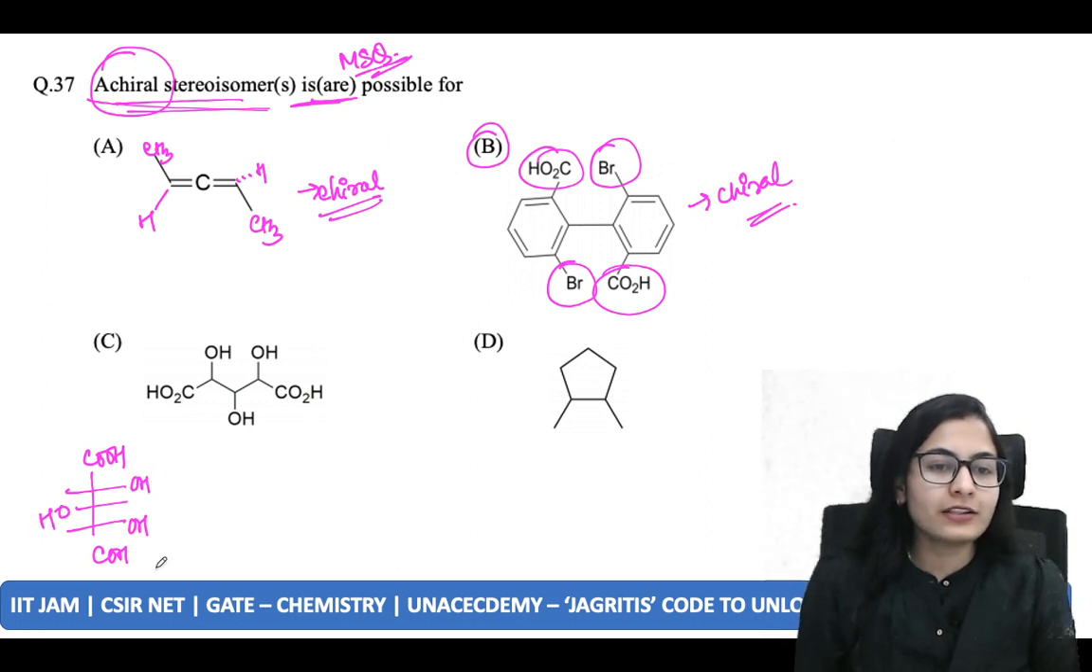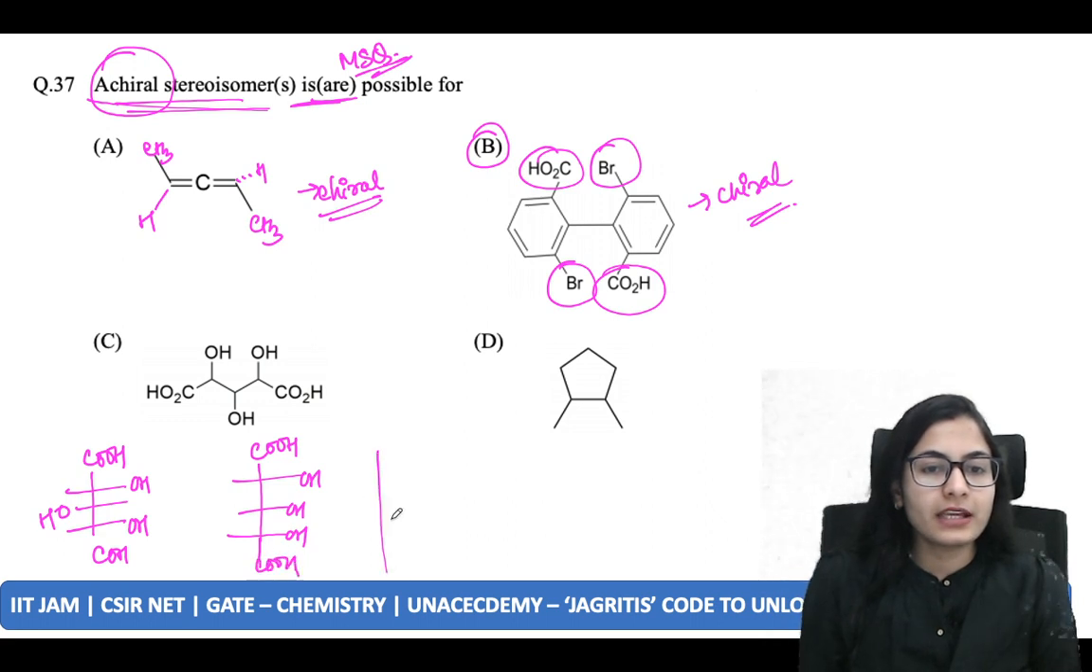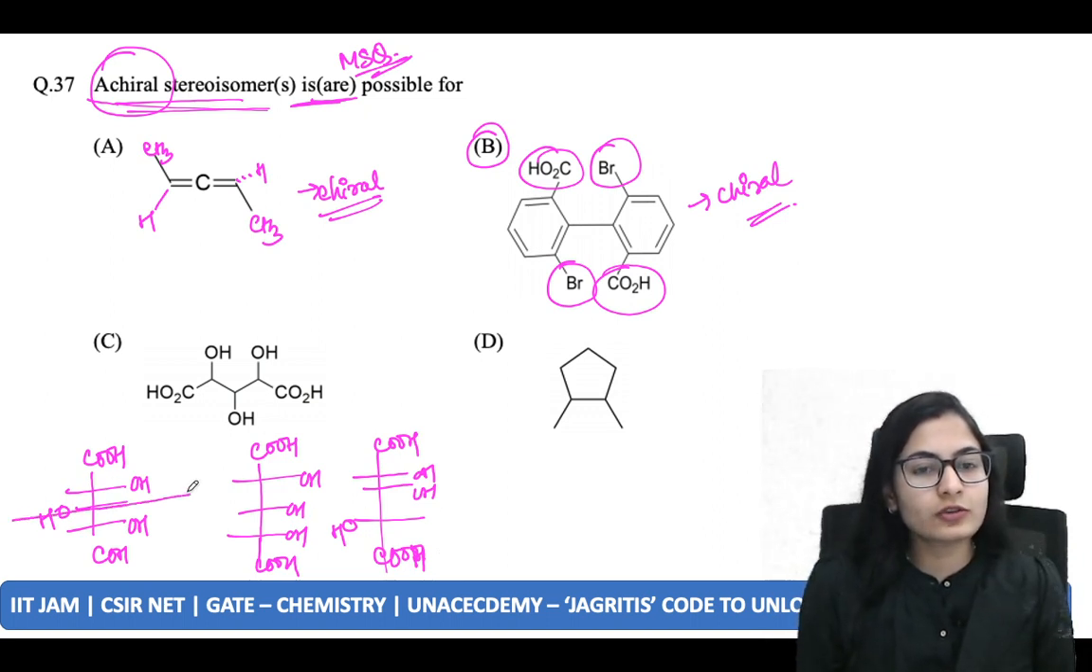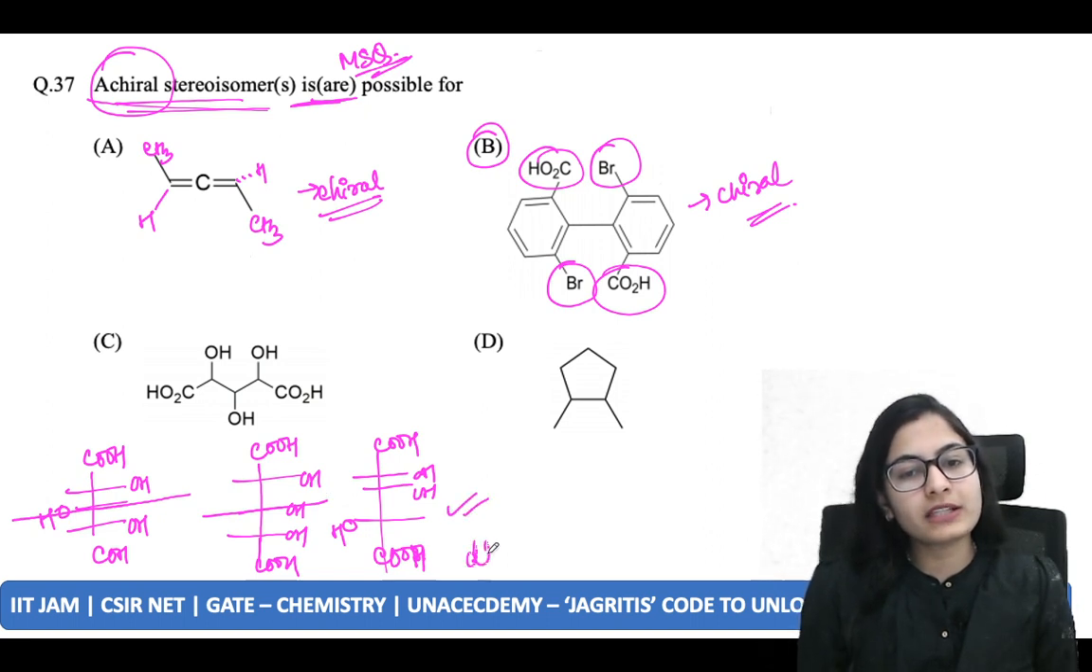So either it could be written in this way, or it could be written in this way, all the OH on the same side. Or it could be written in this way, 2 OH on the same side and one of the OH on the different side. So basically, ultimately what I mean to say is, in this form it is meso, in this form it is meso, only in the last form it is your DL pair.